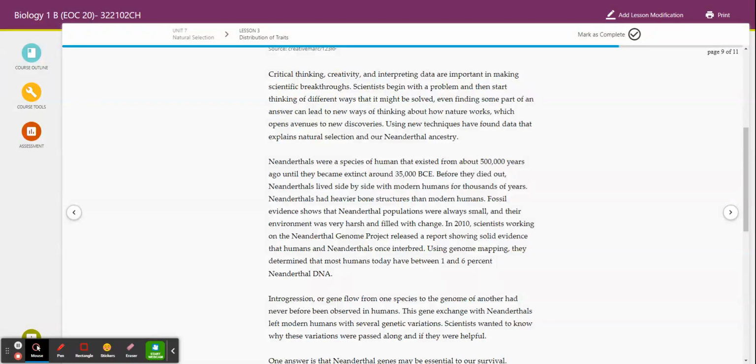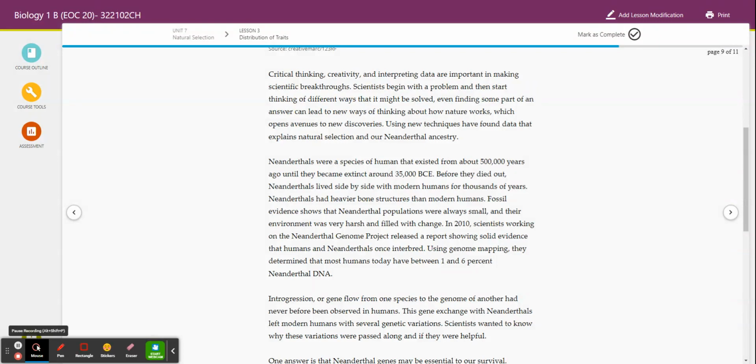Neanderthals were a species of human that existed from about 500,000 years ago until they became extinct around 35,000 BCE. Before they died out, Neanderthals lived side by side with modern humans for thousands of years. Neanderthals had heavier bone structures than modern humans. Fossil evidence shows that Neanderthal populations were always small and their environment was very harsh and filled with change.